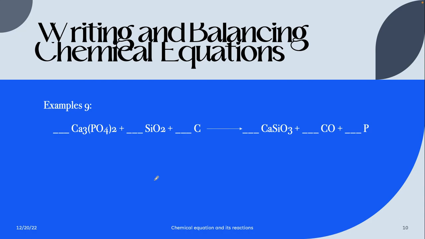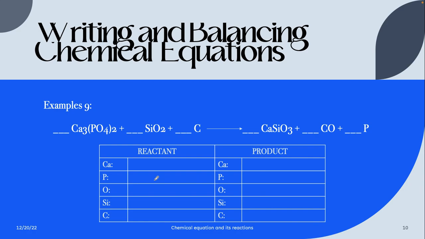So this one is calcium phosphate plus silicon dioxide plus carbon when reacted gives you wollastonite plus carbon monoxide and phosphate. Sorry, phosphorus. We're going to create our table. You have calcium, phosphorus, oxygen, silicon, and carbon.